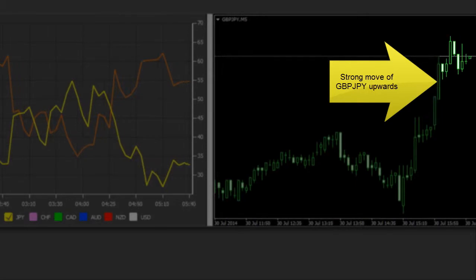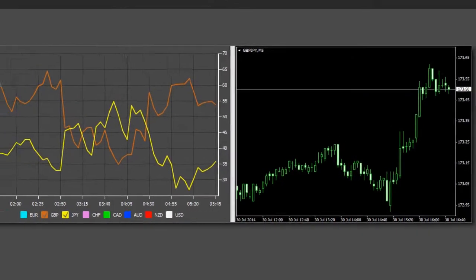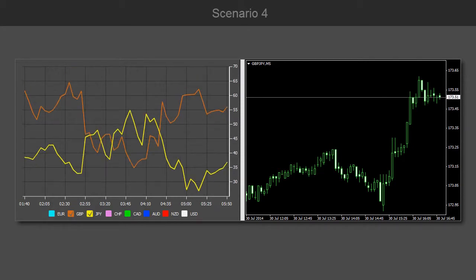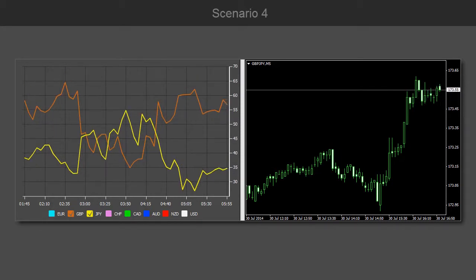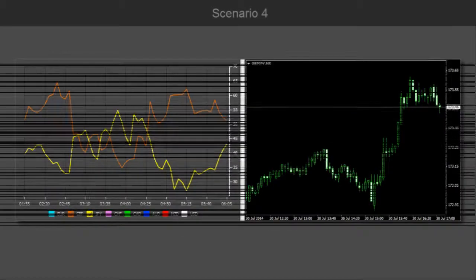Since the British pound is the base currency in the pair and Japanese yen is the cross currency, the whole pair moves upwards. This is a perfect scenario for a counter-trend trade, since both lines are expected to retrace to the middle of the histogram fast.